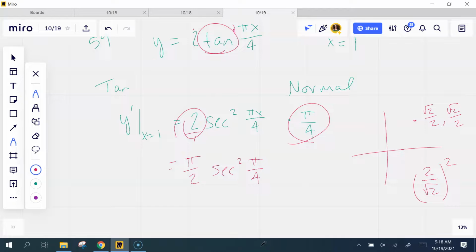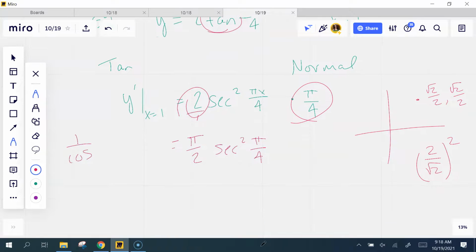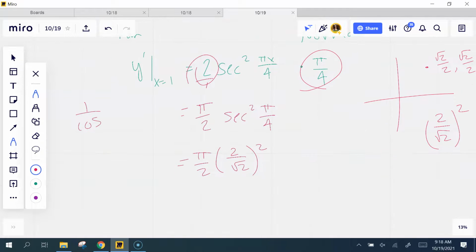Because it's secant. Secant is 1 over cosine. So I got pi over 2, yep, 2 over square root of 2 squared. Don't get lost in the unit circle stuff. It's just 2. Well, square root of 2... so that's 4 over 2, which is 2. But hold on, how's that 4 over 2?